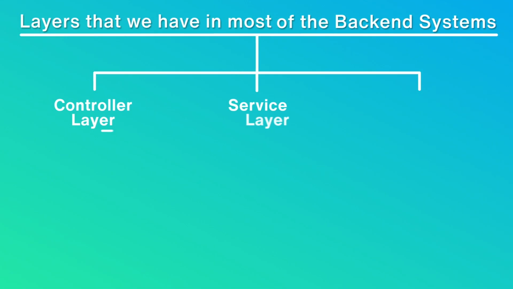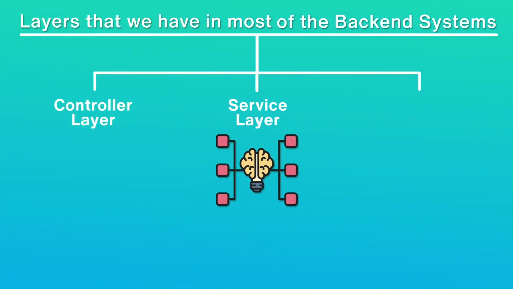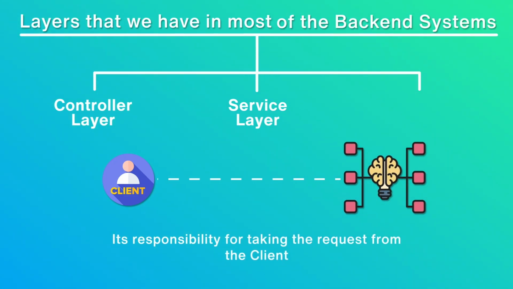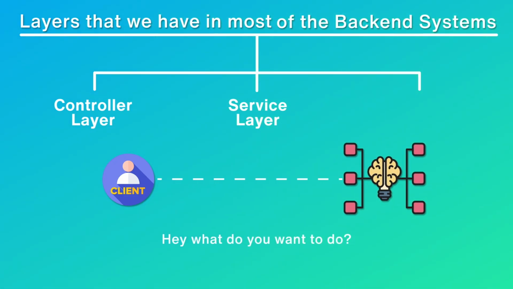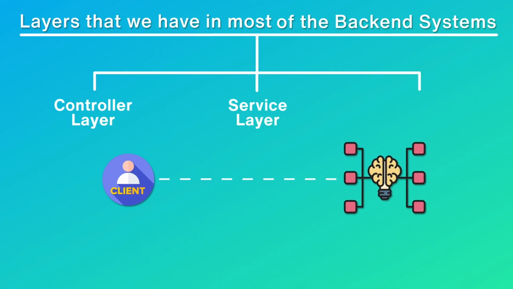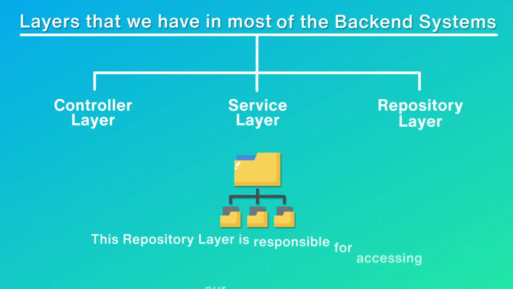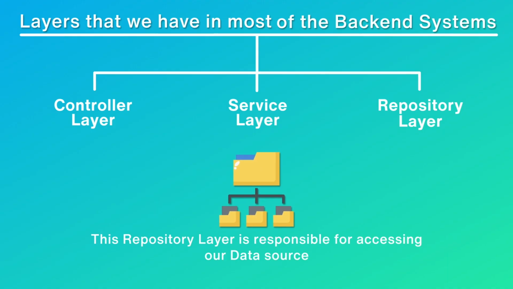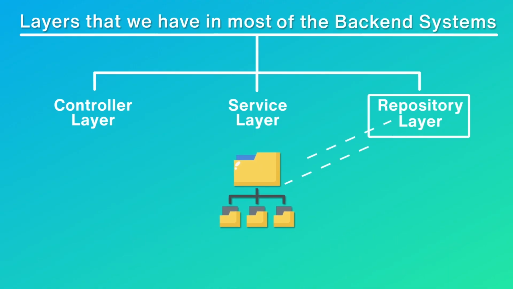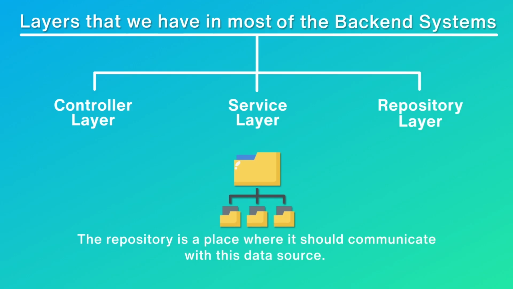We also have the service layer. This service layer is responsible for handling the business logic. It's responsible for taking the request from the client. Hey, what do you want to do? What kind of business logic do you want to implement, to validate? Whatever business logic happens, it happens in the service layer. Then we have the repository layer. This repository layer is responsible for accessing our data source. It's responsible for interacting with the data source. Whatever source you have, the repository is the place where it should communicate with this data source.